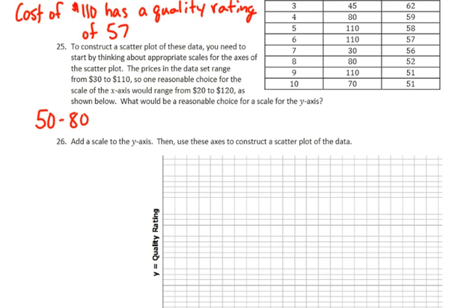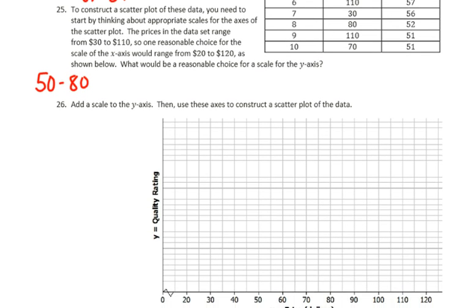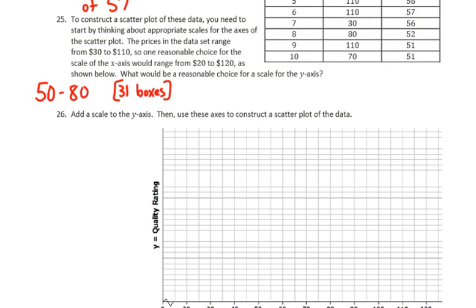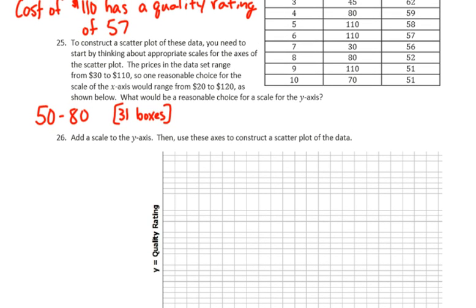So the next thing I do is I count how many boxes I have to go by. So starting at 0, I'm going to count how many boxes there are going up. I have 31 boxes. Keep that in mind. So if I go by ones, I will need 30 boxes, which is exactly what I want. So I'm going to start at 50.